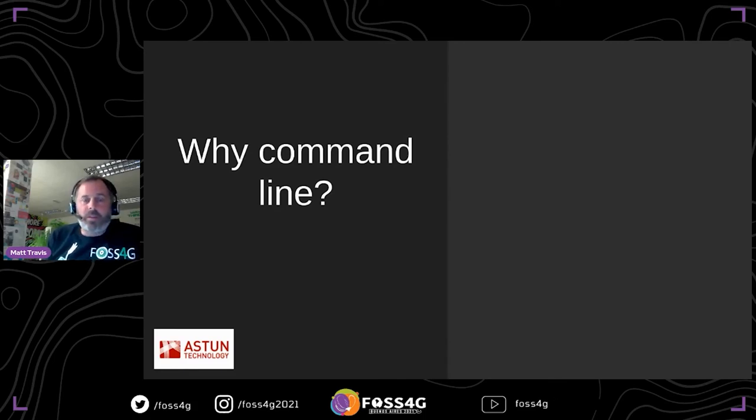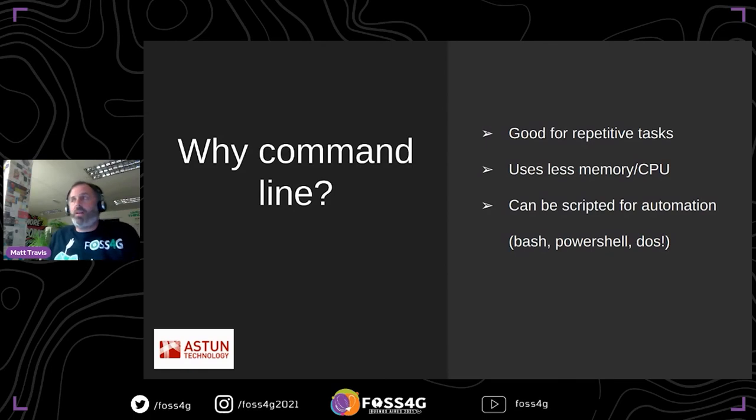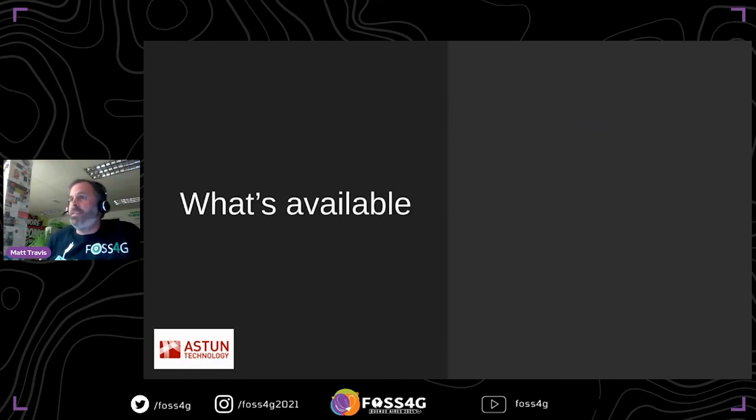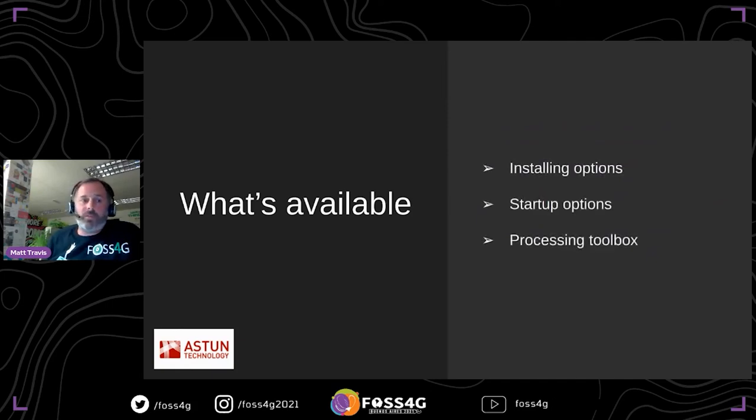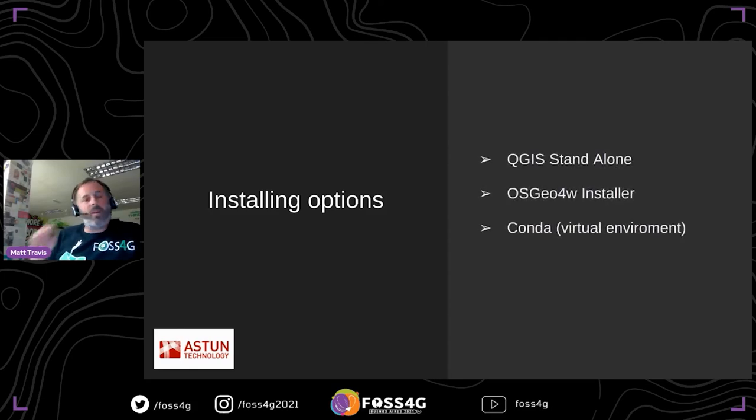I'm just going to go through the different options that are available within QGIS via the command line. So we've got installing options, startup options, and processing toolbox options. Starting with installing options: I'm talking mainly on Windows here, because the scripting that we worked on was for Windows deployment. Obviously, you can install QGIS on any distribution, lots of different platforms, including Mac now quite easily. But to install QGIS on Windows, you can use a QGIS standalone installer, the OSGeo4W installer, which we're going to talk about in a moment, and also more recently I've come across Conda, which is a great way of installing QGIS using virtual environments, and that gives you the option to install different versions of QGIS for testing, which is really useful.